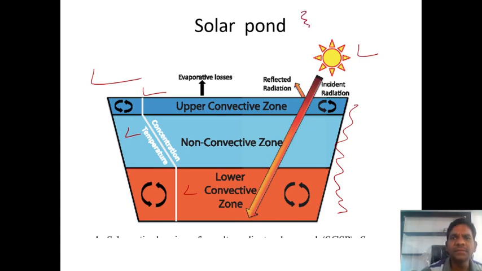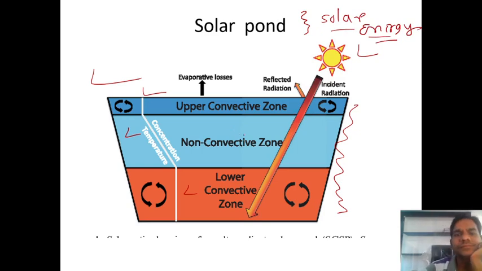The solar pond is nothing but a big solar energy collector device, which collects the solar energy. So here, guys, what do we have to do? At the bottom, a black coating is provided. Because of this black coating, the solar radiation will be absorbed and the temperature of the water rises up to a range of about 70 degrees Celsius.